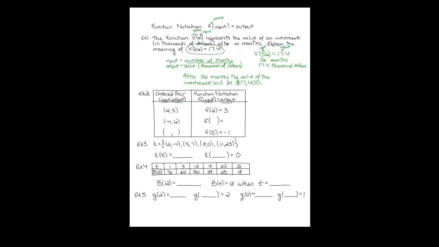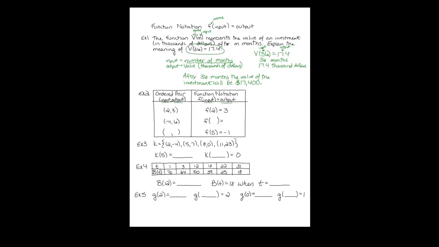So just as an example, if you have the ordered pair 2, 3, 2 is the input, 3 is the output. That is the same information given by f of 2. 2 is inside the parentheses, so it is the input, equals 3. 3 is the output because it's out on the other side of the equal sign.